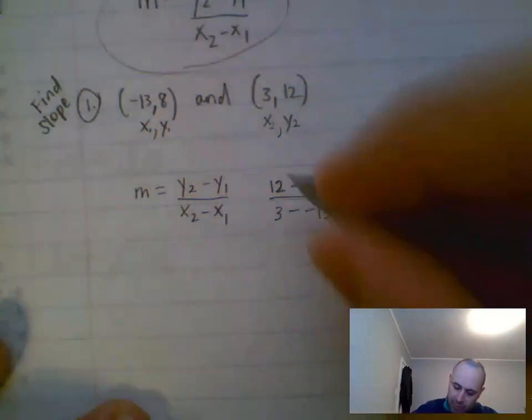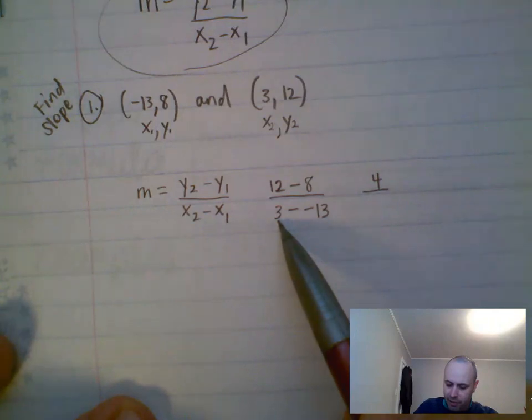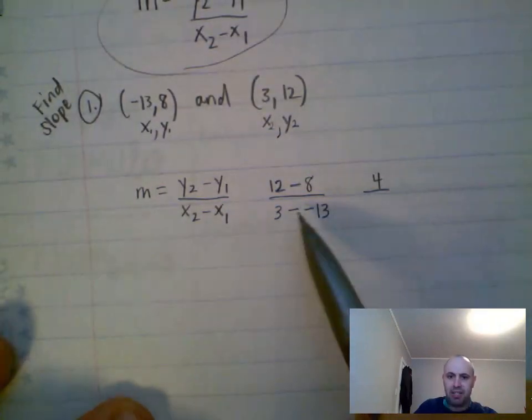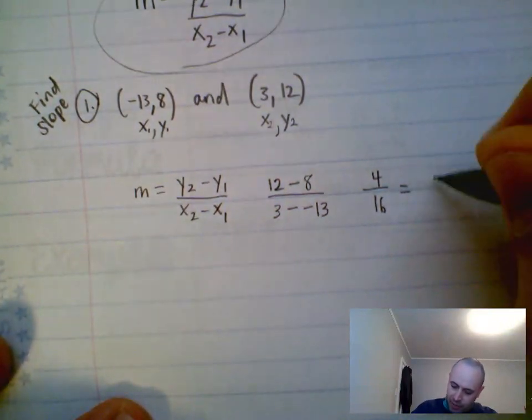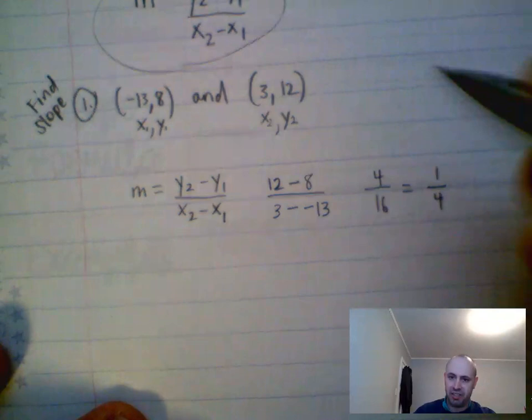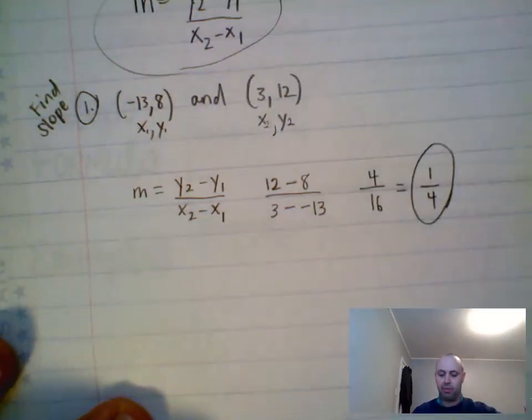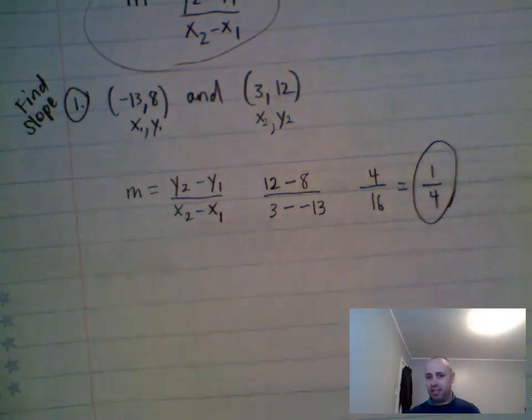On the top we have 12 minus 8, which is 4. On the bottom we have 3, that would become a plus 13, which is 16. So if we reduce 4/16 by dividing by 4, our slope is a slope of 1/4. That's a slope of 1/4, and it's as easy as that.